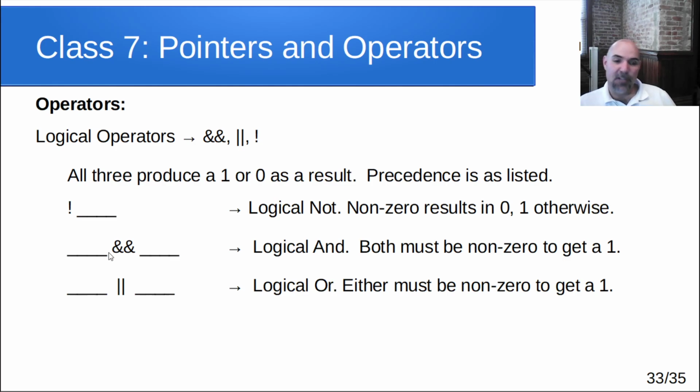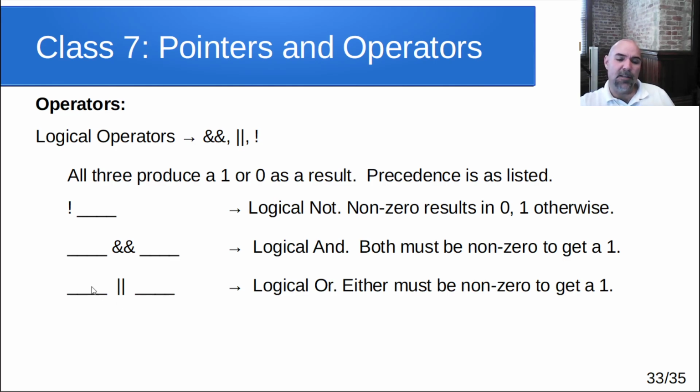And the logical and, both of them have to be non-zero to get a 1. So if this is not 0 and that's not 0, this produces a 1. If either one is 0, it produces a 0. The logical or, and this logical and is equivalent to the word and in Python. This is equivalent to the word not in Python. This is equivalent to the word or in Python. But notice that we use these symbols for that meaning in C.